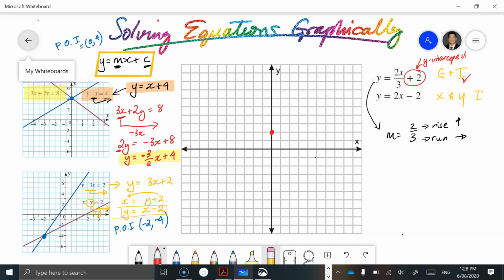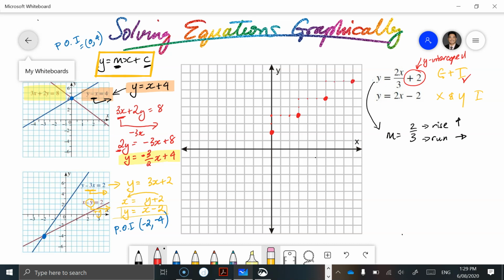Using the gradient method, I'm going to use this point to go up 2 points and then 3 across. So up 2 points and 3 across. 1, 2, 3. And there's our next one. And just thinking of a staircase, up 2 points and across 3, there's our next one. Up 2 points, across 3, there's our next one.